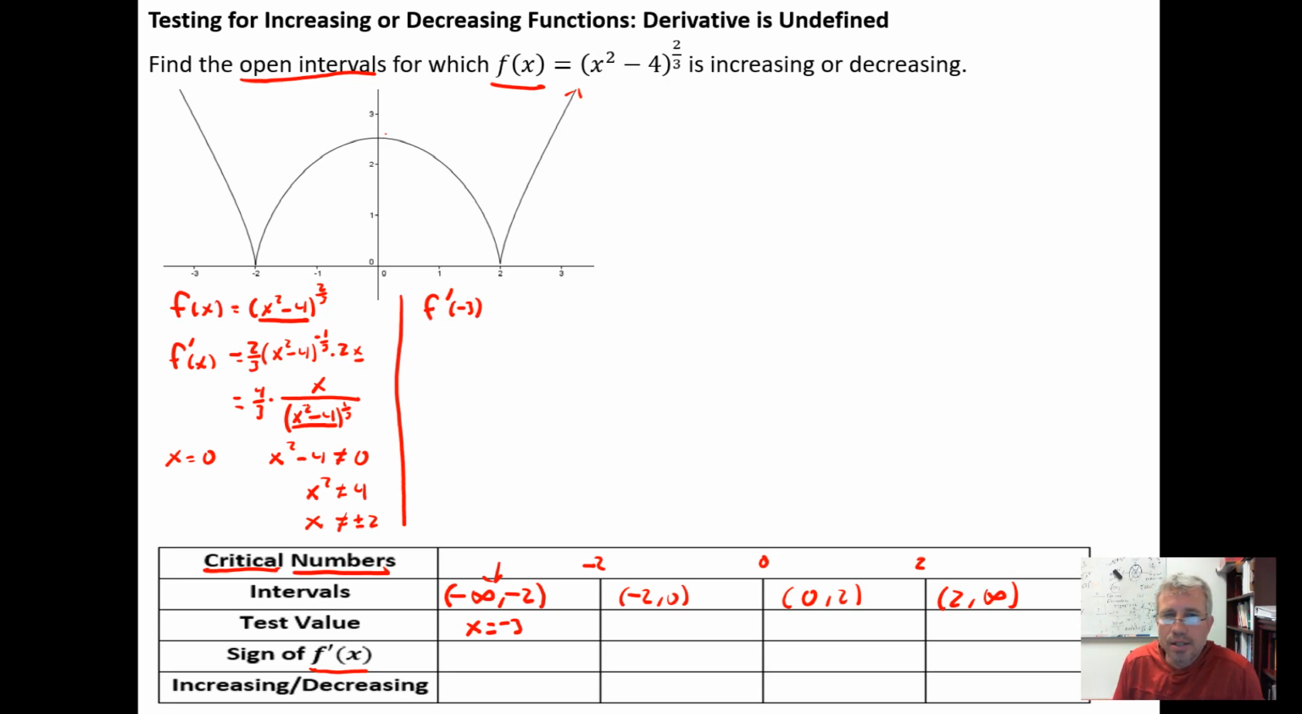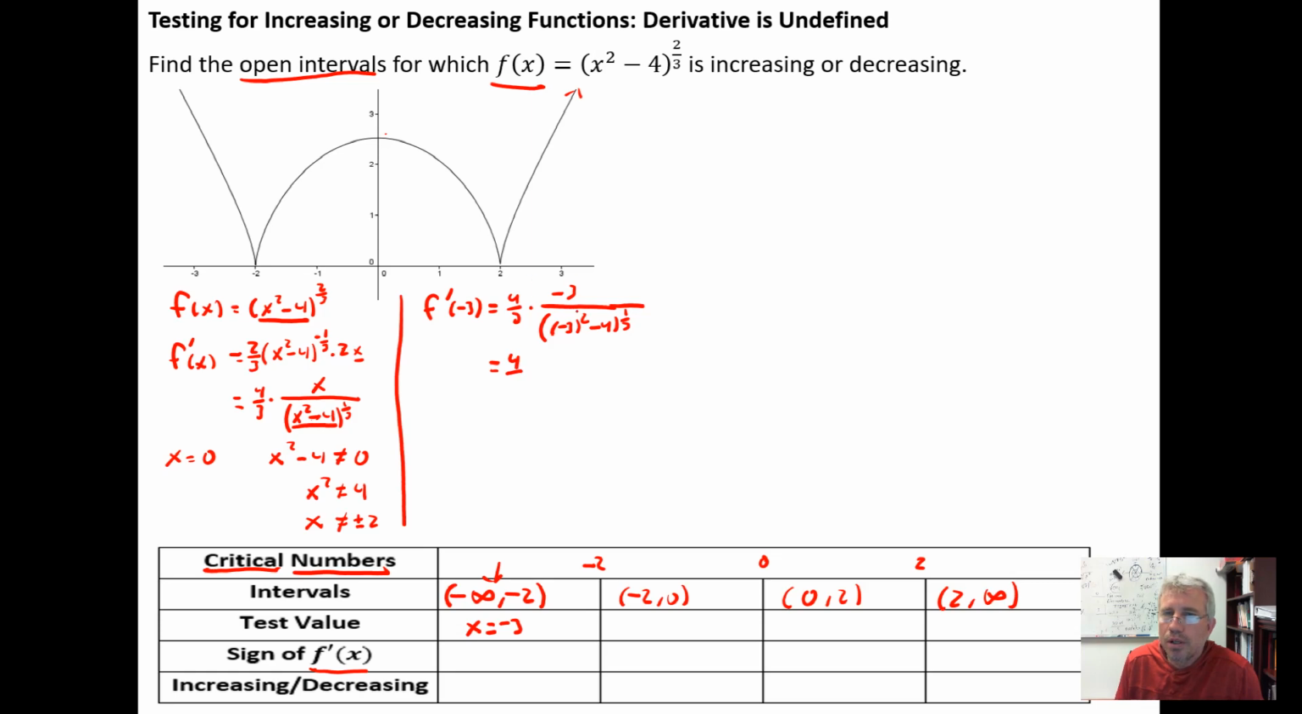So plugging that into the derivative, we're going to get 4/3 times the numerator is x. So replace the x with the -3, parentheses, then -3 squared minus the 4, raised to the 1/3 power. And we don't need to approximate this number. We just need to know if it's positive or negative.